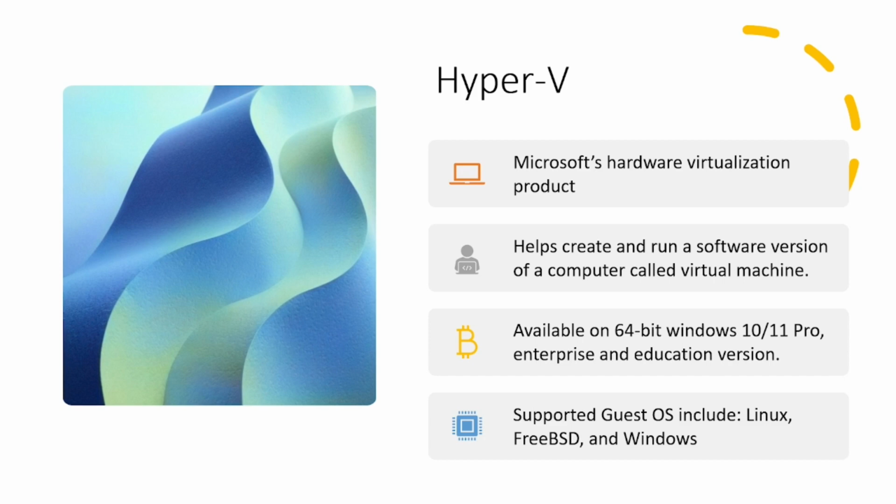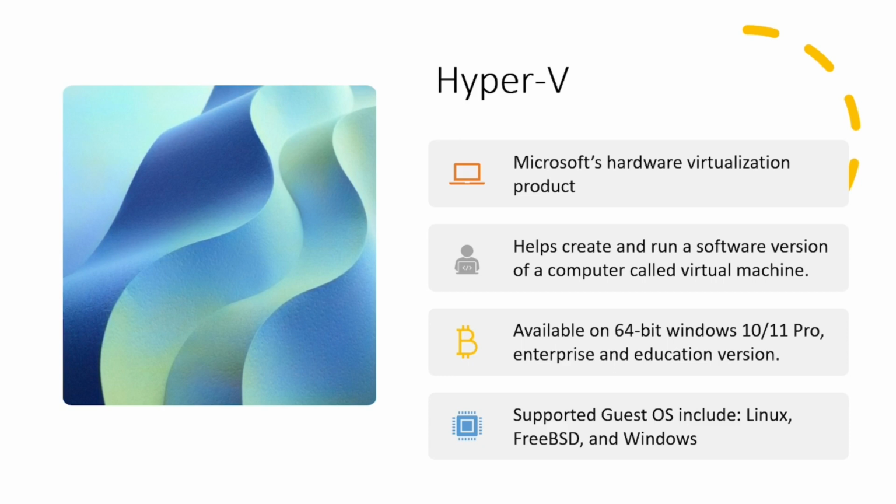So if we want to enable virtualization on any physical infrastructure, and the physical infrastructure is running either Windows 10 or Windows 11 operating system, or it is running Windows Server operating system, then the application that is suggested by Microsoft is Hyper-V.